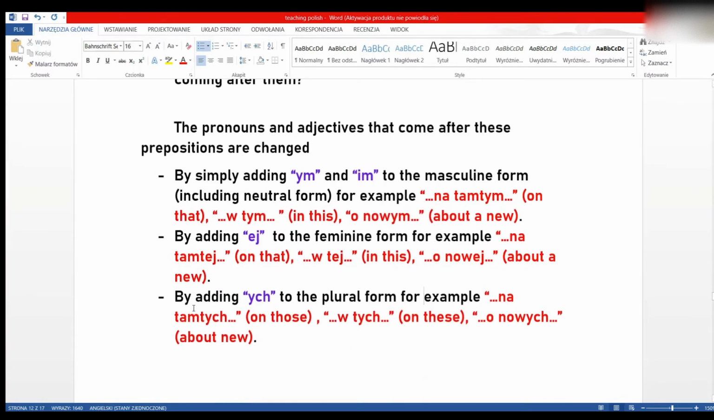Okay, by adding ich to the plural form, for example, na tamtych. Tamtych means on those. We just add ich at the ending. Like here we add ym, like here we add a, but in the plural form we always add ich when we're talking about pronouns and adjectives. W tych, in these. O nowych, about new stuff, about new something. We're going to see more examples later.